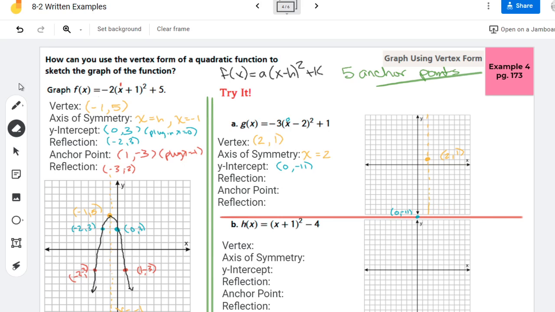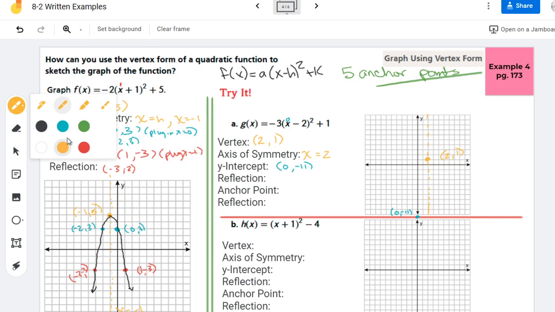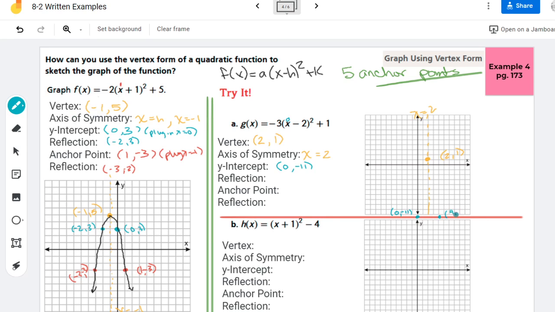I'm also going to move my writing for my axis of symmetry up here. All right, so now once I've done my y-intercept, I can actually reflect it, right? So this one's 2 units away from my axis. So I can go another 2 units to (4, -11), and that'll give me another anchor point.